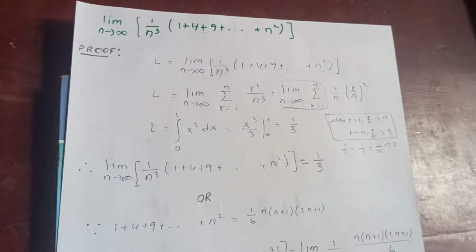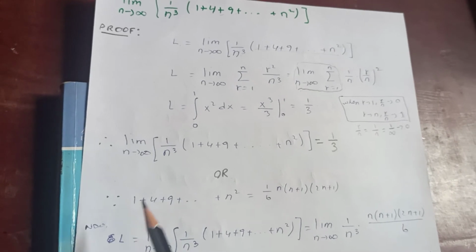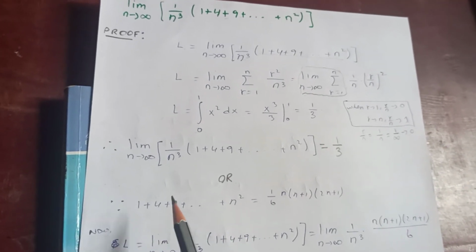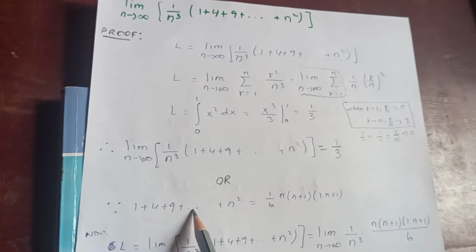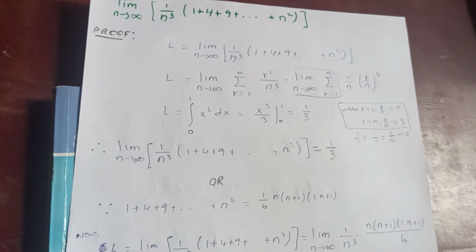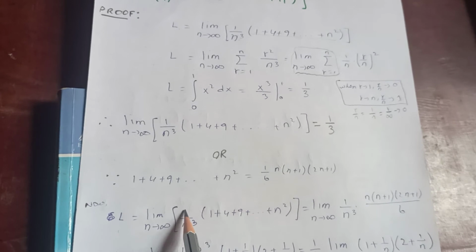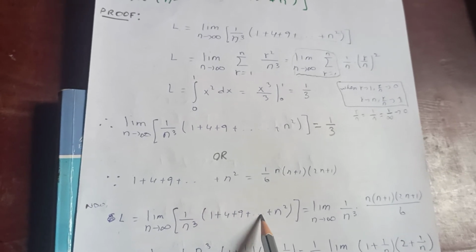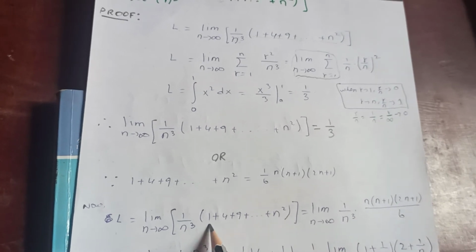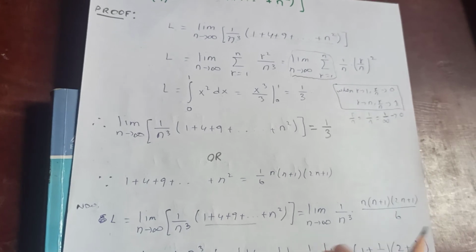Now another proof. We have already proved the sum of the squares of natural numbers up to n terms, which is 1 plus 4 plus 9 plus and so on up to n squared, and that is nothing but 1 over 6 times n times (n plus 1) times (2n plus 1). So our limit L is the limit as n tends to infinity of 1 over n cubed times this part, which is nothing but this one, n times (n plus 1) times (2n plus 1) by 6.